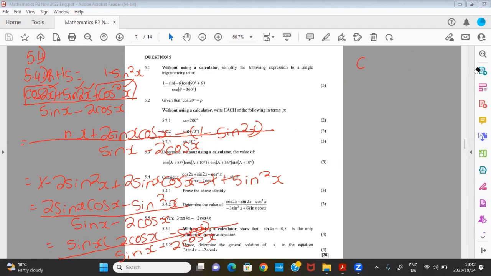Oh, it could work, ne? It could work, this one. So let me just put it here. So we have sine x, then 2 cos x minus sine x over sine x minus 2 cos x.